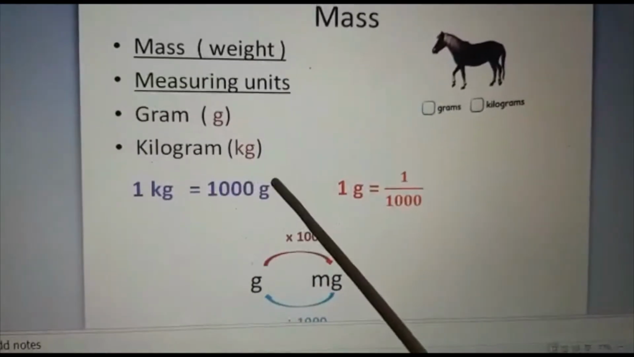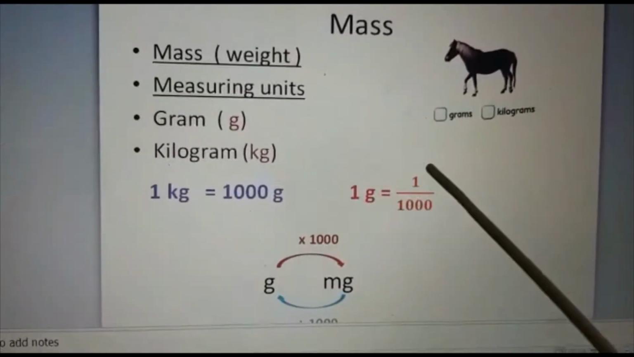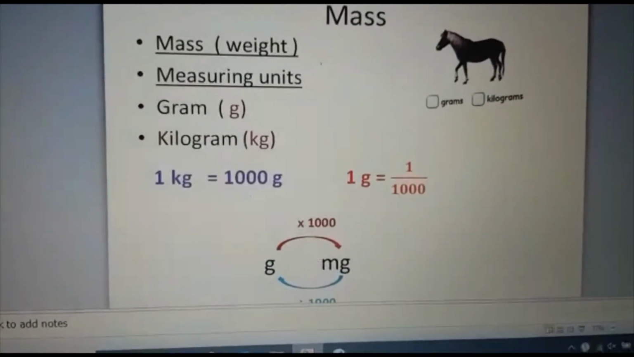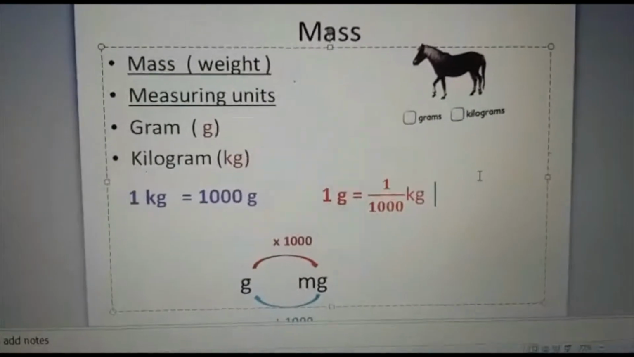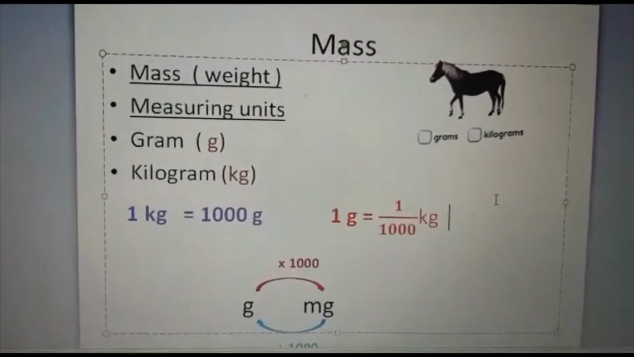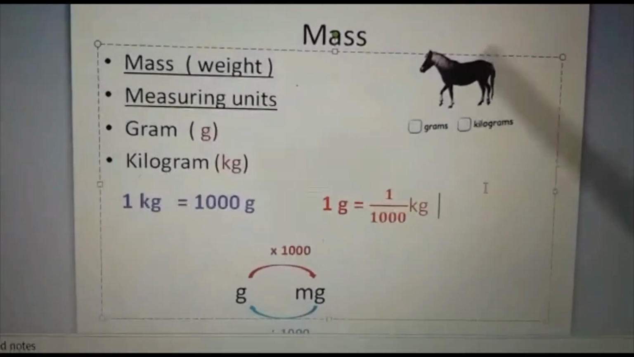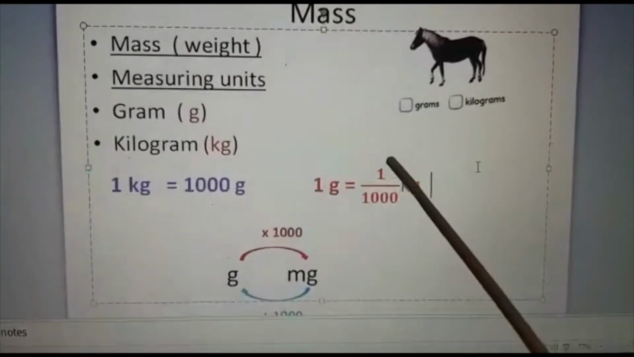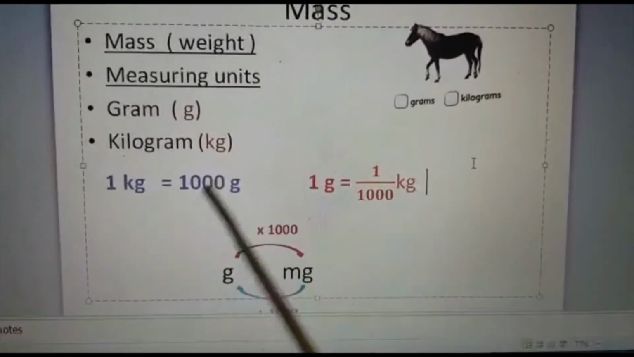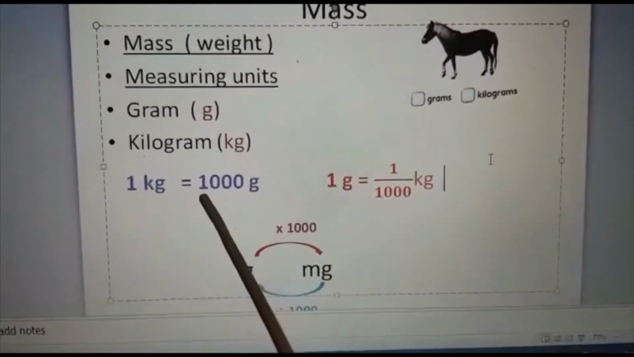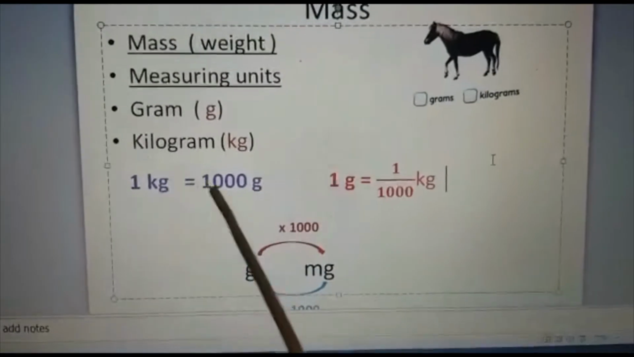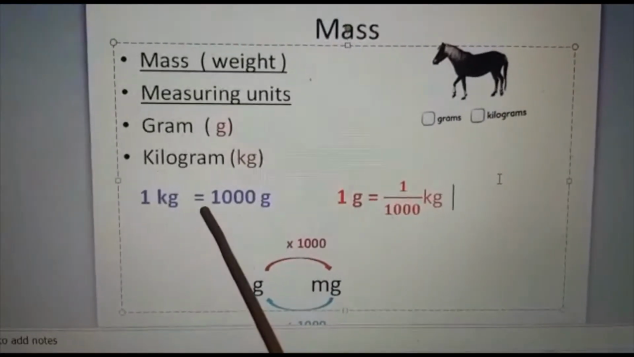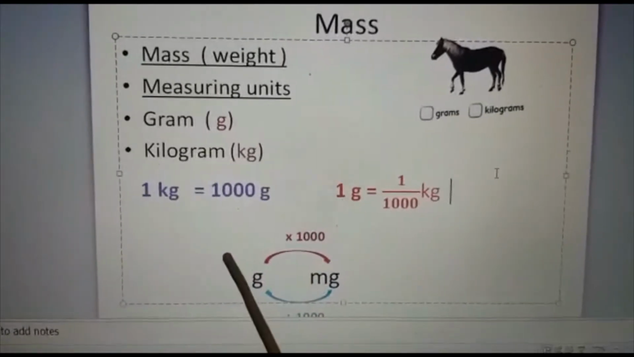So what will be 1 gram? 1 gram will be 1 by 1000 kilogram, okay? So gram to kilogram, we will divide by 1000, and kilogram to gram we will multiply by 1000. 1 kilogram equals 1000 grams. So what will be 2 kilograms? 2 kilograms will be 2 into 1000, that is 2000 grams, okay?